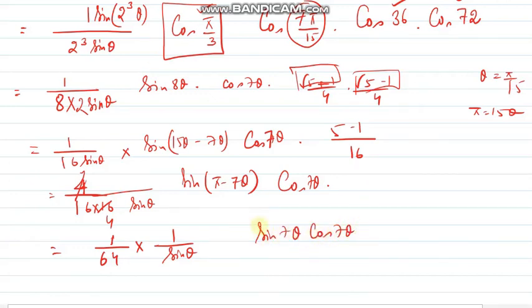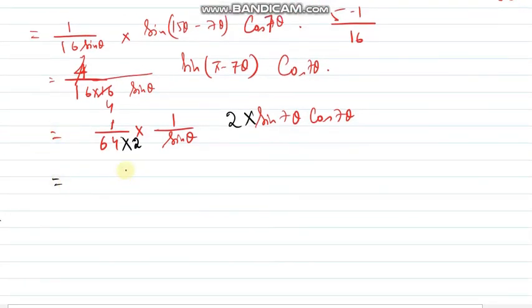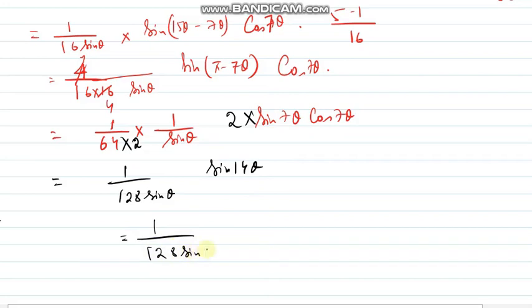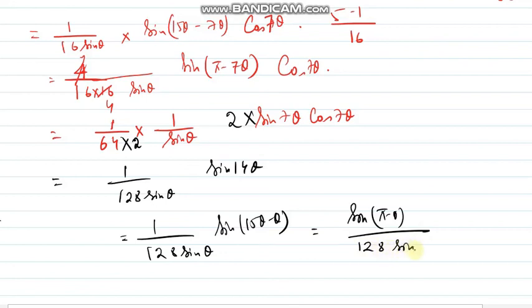What I am going to do here is multiply by 2 and divide by 2 also, so it will be 1 divided by 128 sine theta into sine 14 theta. Again, what can I write for 14 theta? I can write sine of 15 theta minus theta, that is pi minus theta, so that will again be sine pi minus theta, which will be sine theta only. So this sine theta will be cancelled out with this, so the answer is 1 by 128, as sine of pi minus theta equals sine theta, right? So these are the sums where you can apply this concept.